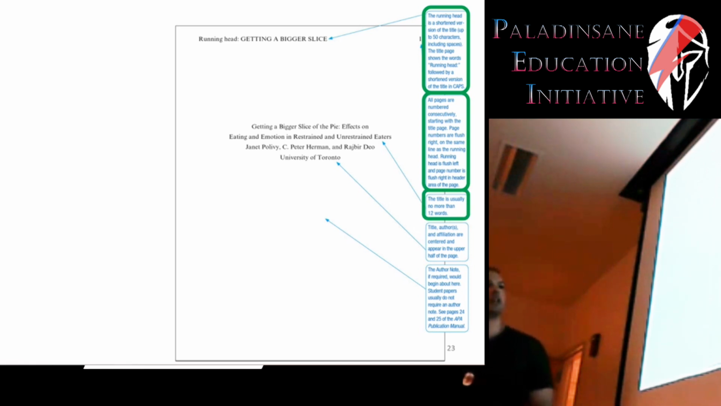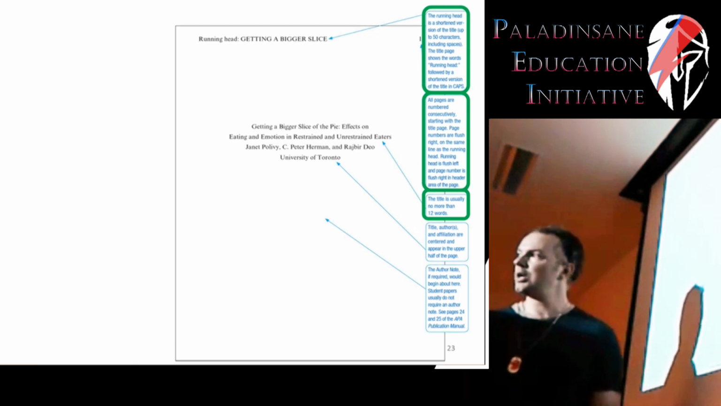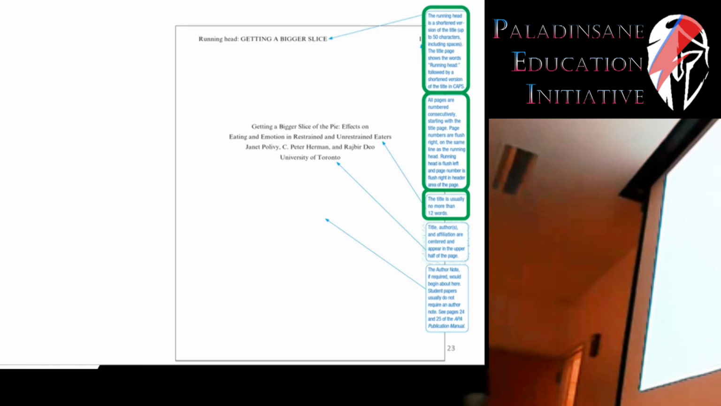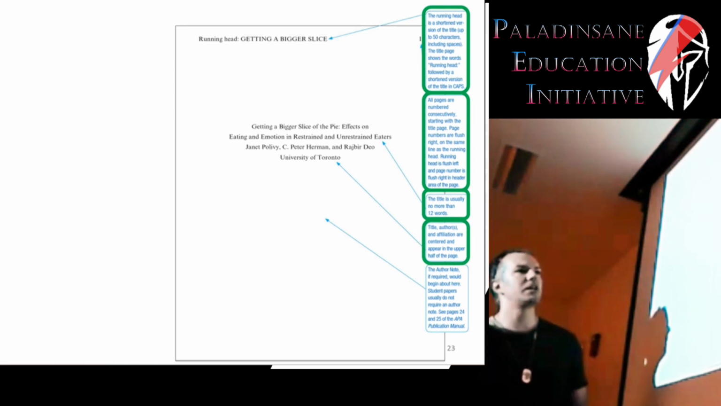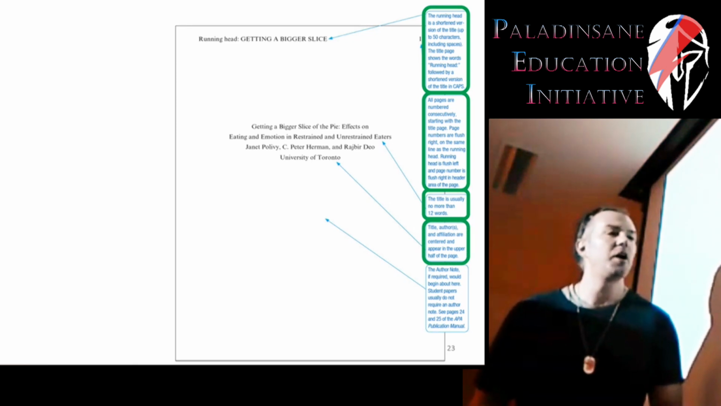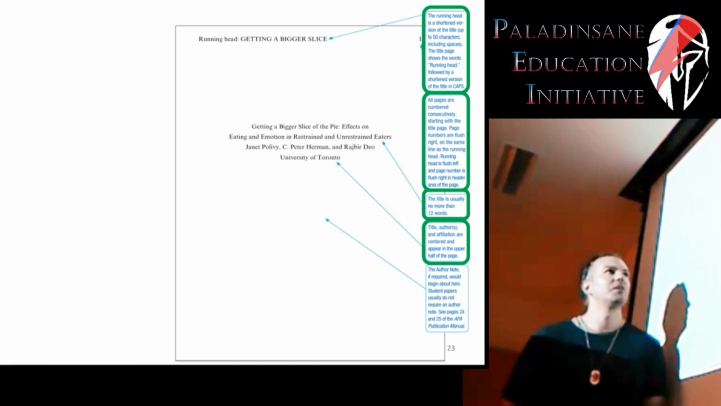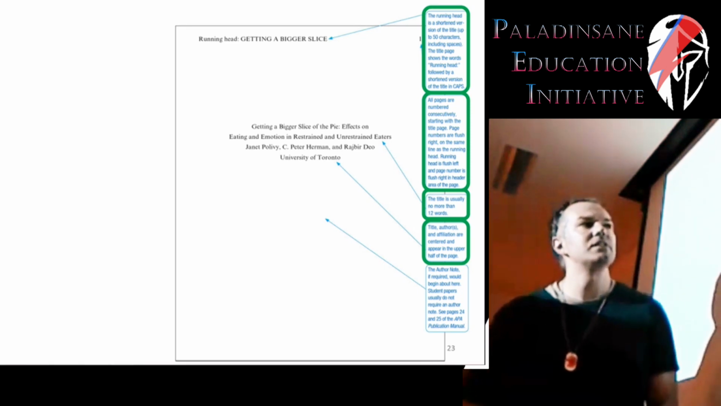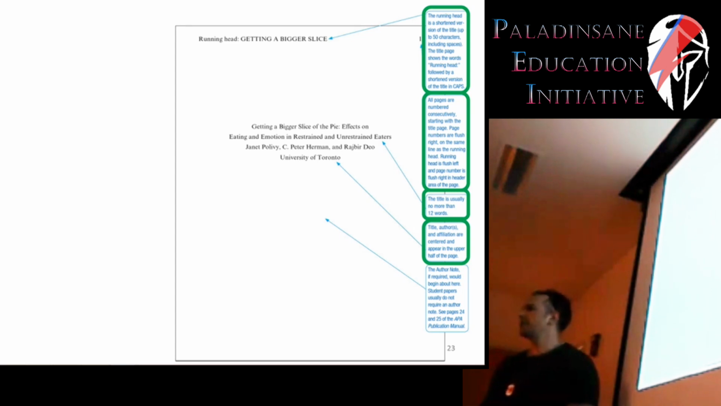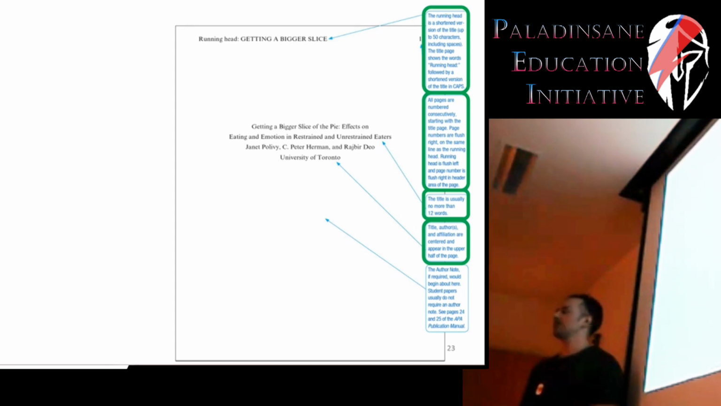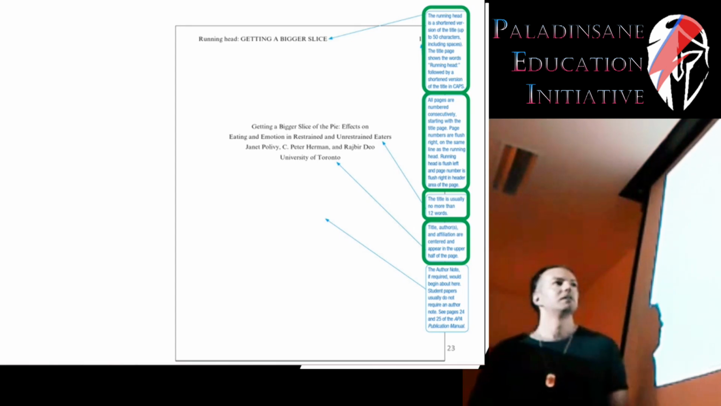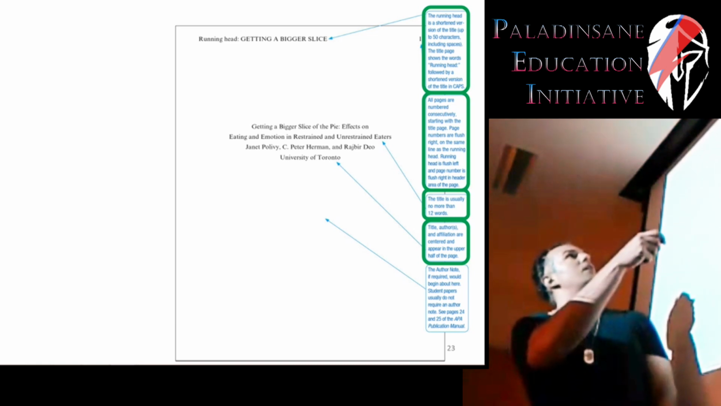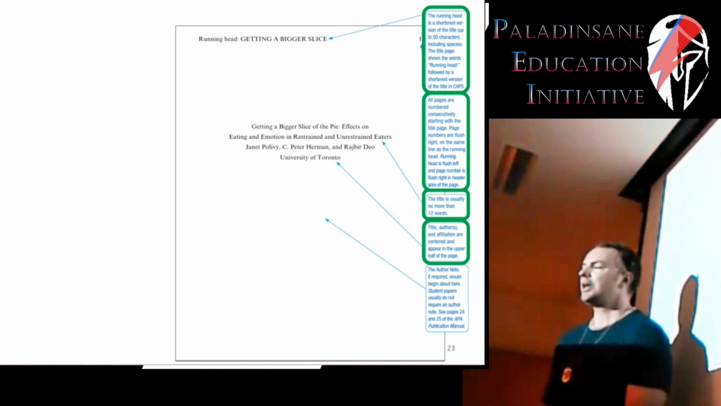The title is usually no more than 12 words, so we're going to place a limit on how long the title can be. Title and author and affiliations are centered and appear in the upper half of the page. So this is a phrase that I think catches a lot of students. Centered in the upper half of the page. What does that mean? Is it here that it's supposed to be? Is it all the way up here?